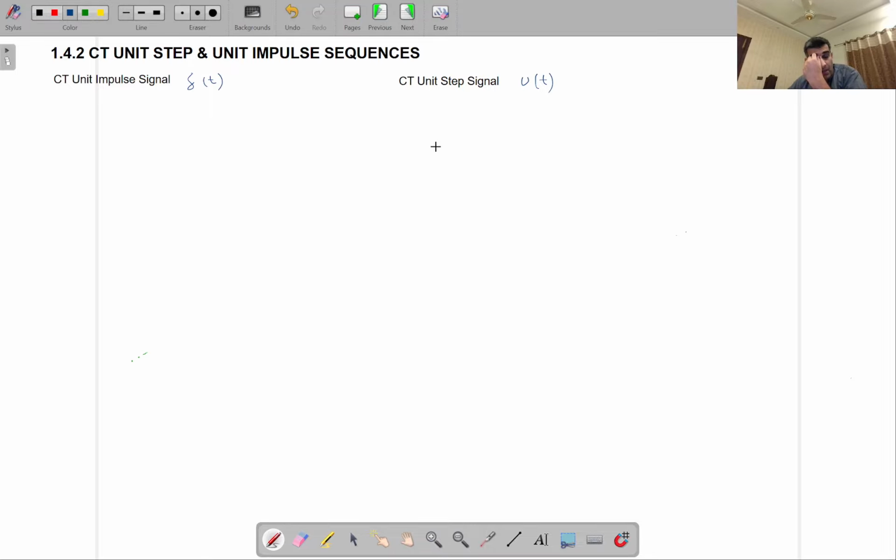U of t. Now, there are some differences when it comes to the discrete time versions and the continuous time versions of these signals. So let me just write down the definition of the continuous time unit step signal first. The continuous time unit step signal can be mathematically defined as U of t is equal to 1 for t greater than 0, and the value is 0 for t less than 0.